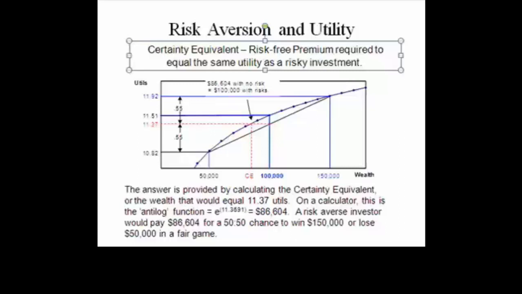Using the log normal function, the log of 5 is 1.6094, and the antilog, or e to the 1.6094, is 5. For our example, e to the 11.3691 is equal to $86,604. This is the maximum amount that this investor would be willing to pay for a game that provides a 50-50 chance to either win $100,000 or to lose $50,000.